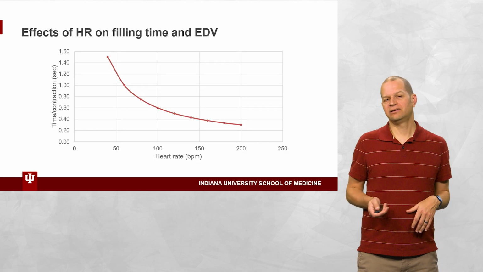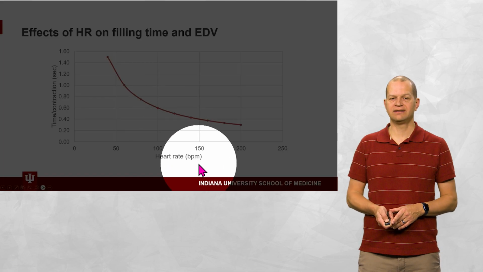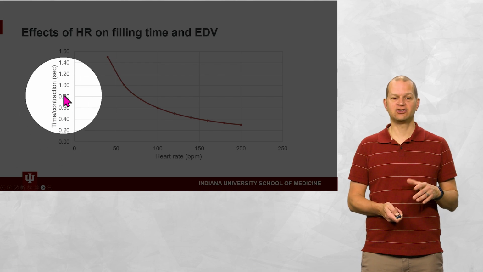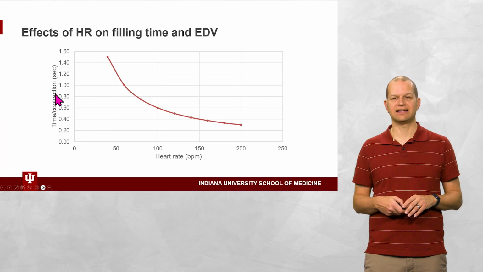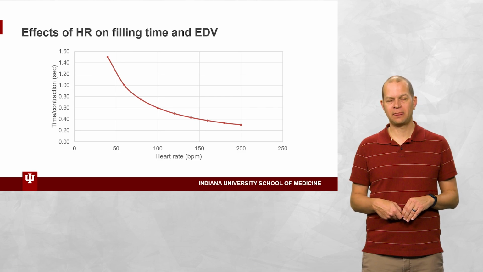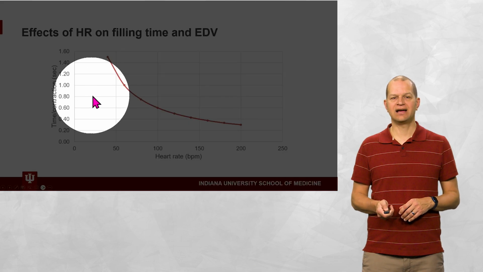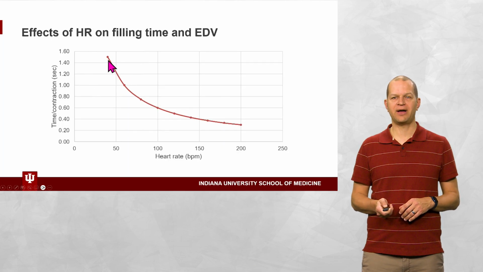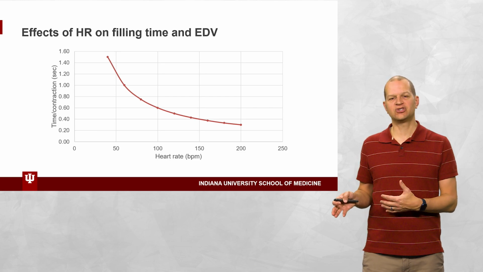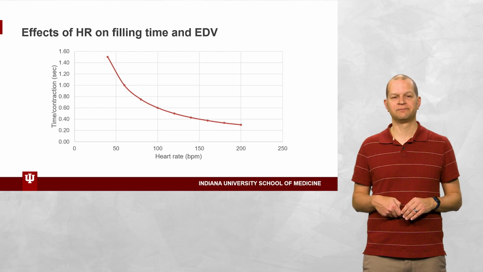Take a minute and look at this graph. Let me orient you. On the x-axis, we have actual heart rate in beats per minute, and on the y-axis, we have filling time, or time per contraction in seconds. For example, if your heart rate is 60 beats per minute, your heart's contracting once every second. If we get down to about 40, we're at about 1.5 seconds per contraction. And if you get all the way up to 200, your heart's contracting every 0.3 of a second, which is really quick.